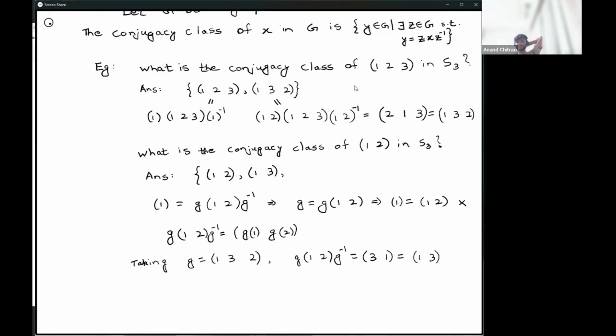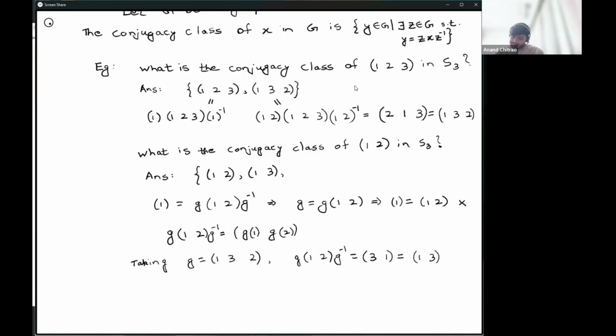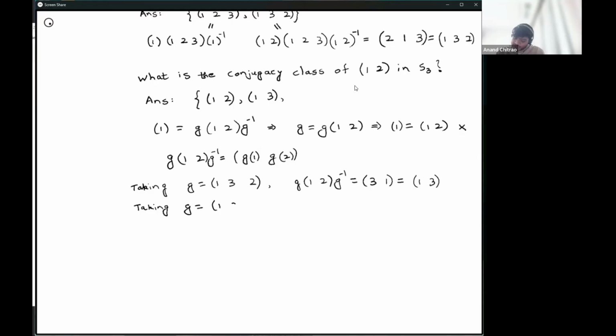Are there any others? (2 3). How? We can take g equal to (1 2 3). Taking g equals (1 2 3), we get g (1 2) g inverse: first you apply g to 1, so you get 2 in place of 1. Then you apply g to 2, you get 3 in place of 2. So that's (2 3). Are there any others?